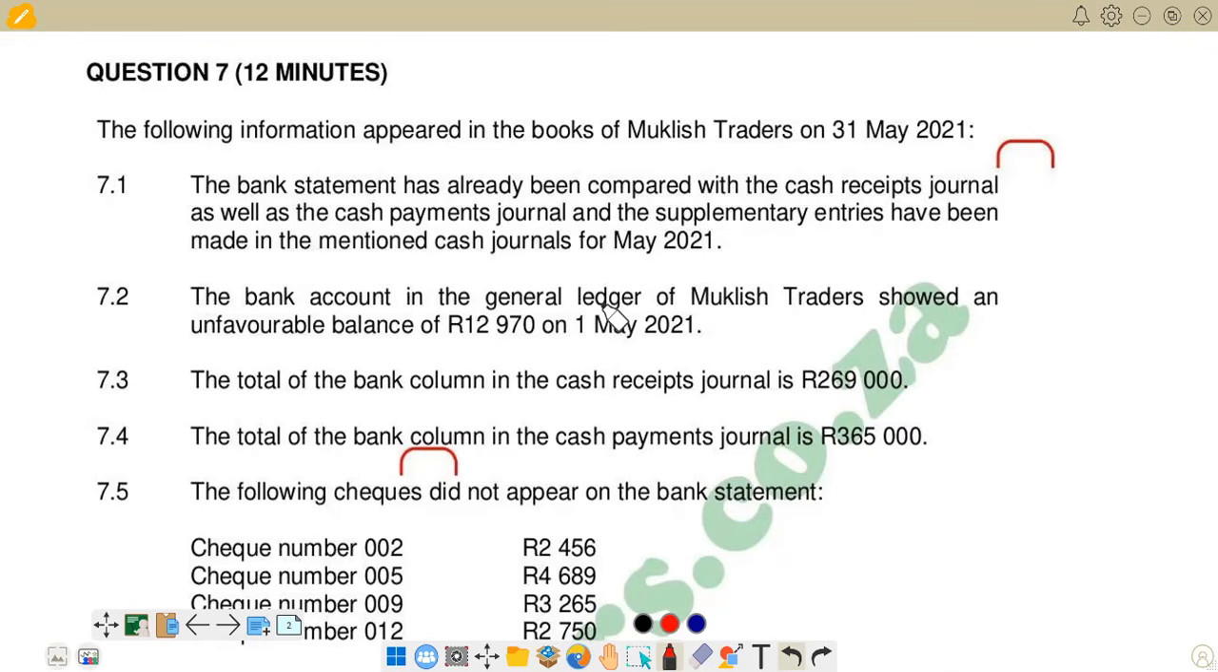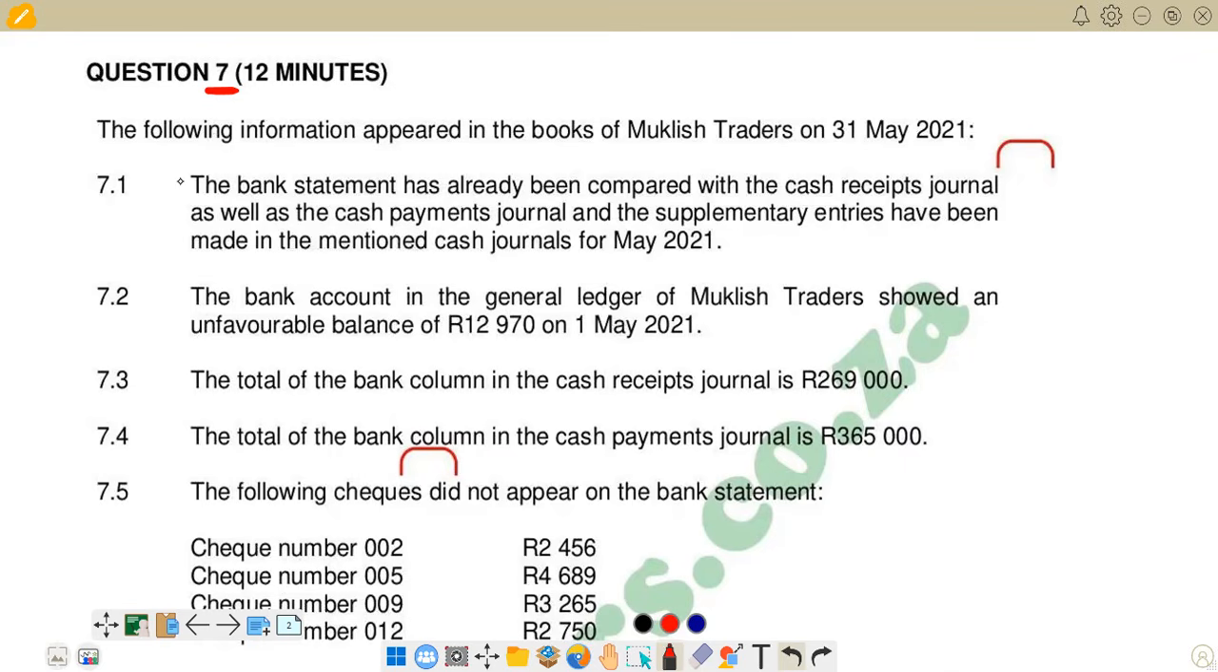We are still working on our question paper, a past exam paper from June 2023. This was question 7 from that question paper, and this question is on bank reconciliation. We want to go through this question and answer what follows.